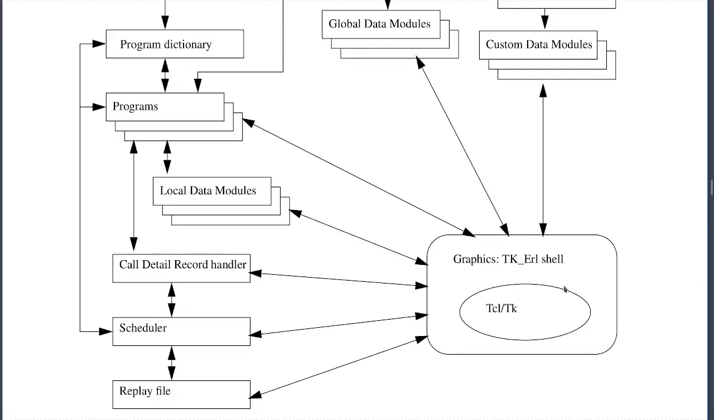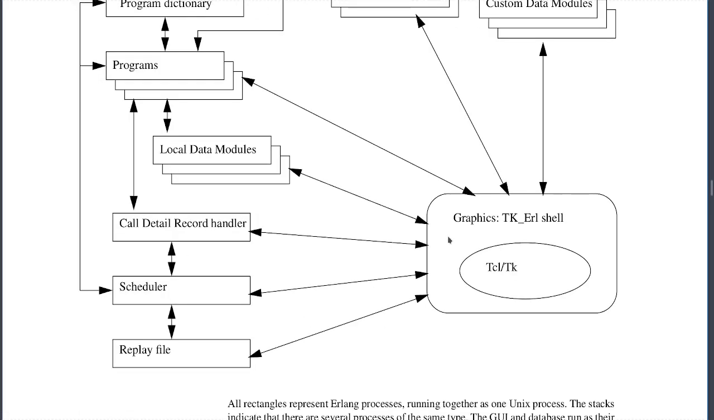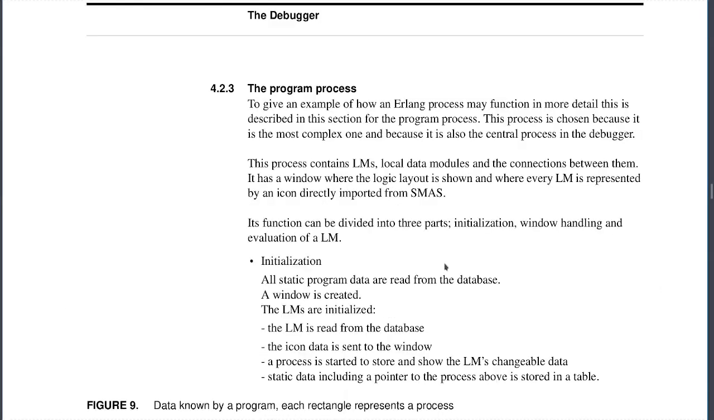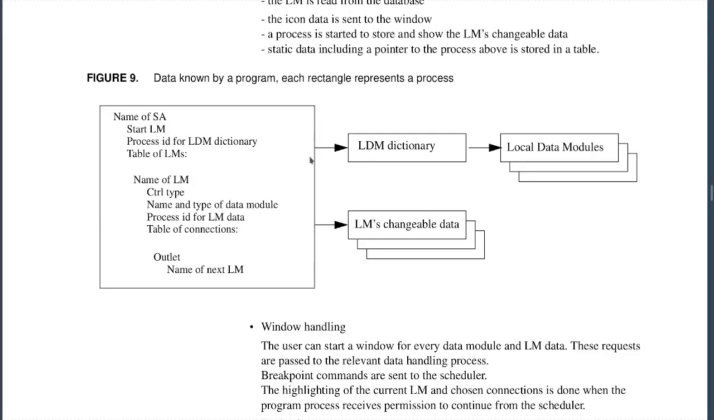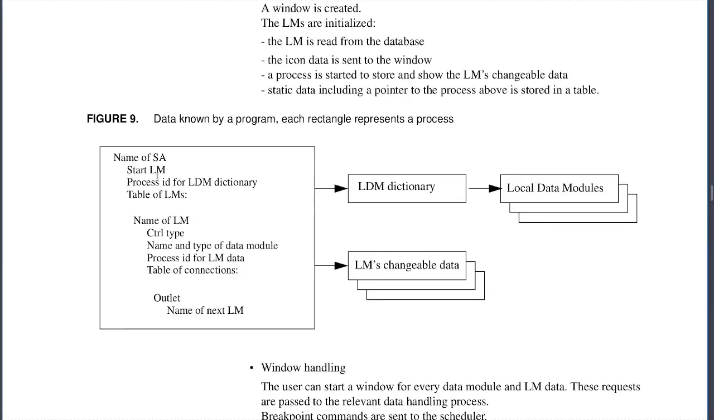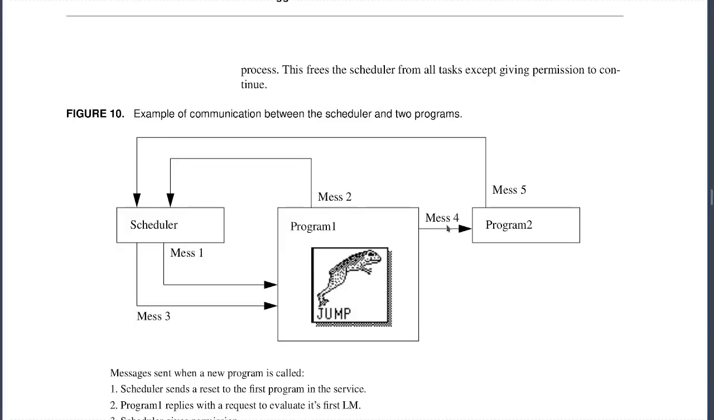Okay, so that's the idea. We have another program, like in C, communicating directly into the JAM, I guess, and communicating between each process and just doing the rendering part. The program process. To give an example of how an Erlang process may function in more detail, this is the script described in the section for the program process. This process is chosen because it is the most complex one and because it is also the central process in the debugger. Okay, so if it's really too complex, we could just switch, but it could be interesting to have just a small idea of how things are working.